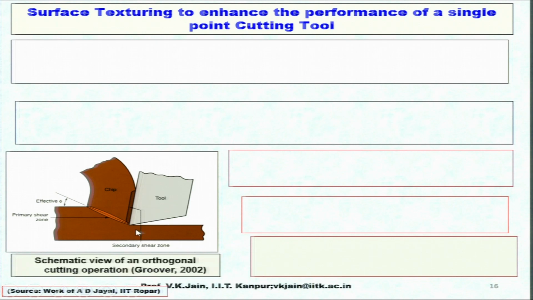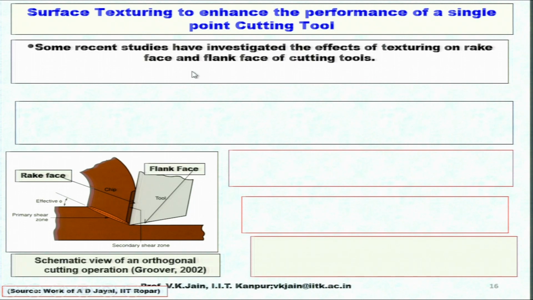This is the secondary zone, this is the chip, this is the tool, effective angle, and primary shear deformation zone is there. This is secondary shear deformation zone. Now schematic view of an orthogonal cutting operation is here. Now here it is the rake face and this is the flank face over here.